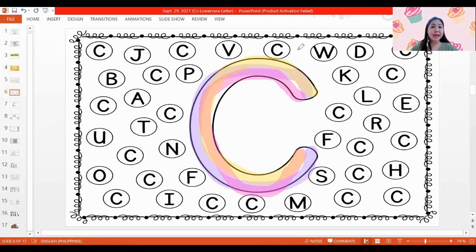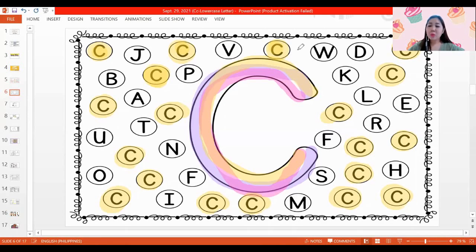Now we have to find all of the letter C's inside our box. So let's find all the letter C. So let's count 1, 2, 3, 4, 5, 6, 7, 8, 9, 10, 11, 12, 13, 14, 15, 16, 17, 18, 19. We found 19 letter C's inside our box.